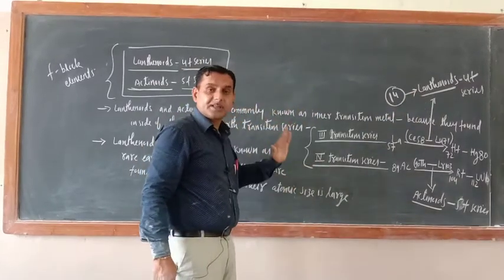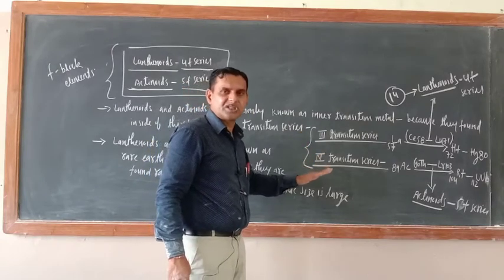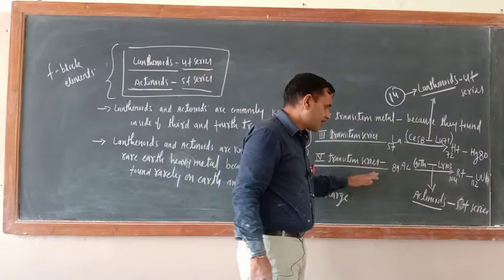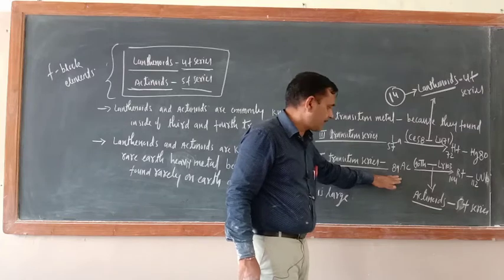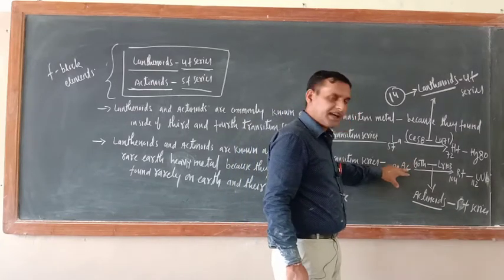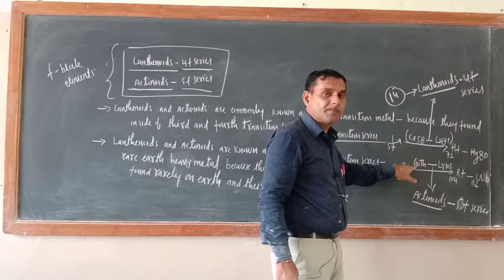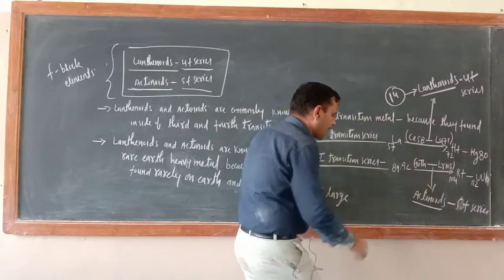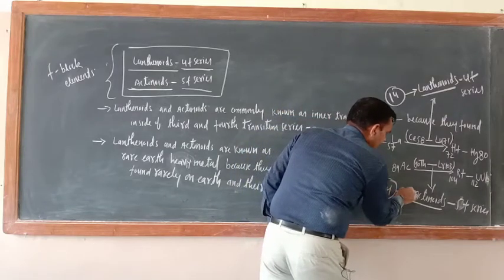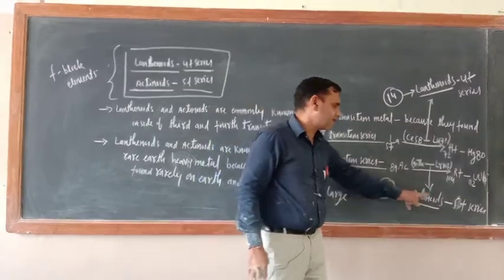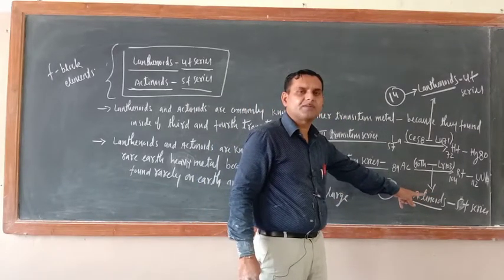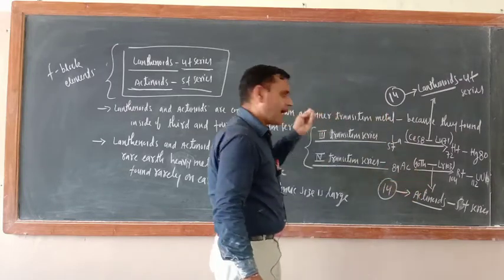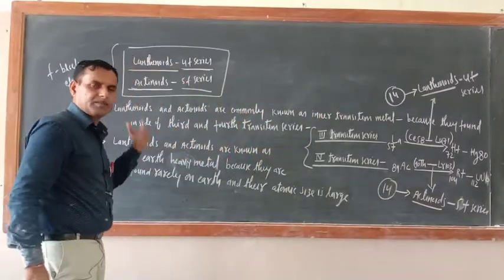Now actinoids are found inside the fourth transition series. The fourth transition series starts from actinium 89, but after 89, from thorium 90 to lawrencium 103, there is again a gap of 14 elements. These 14 elements are known as actinoids, and their last electron enters 5f, that is why they are known as the 5f series. We have to discuss here lanthanides and actinides only, because transition series we have already discussed.